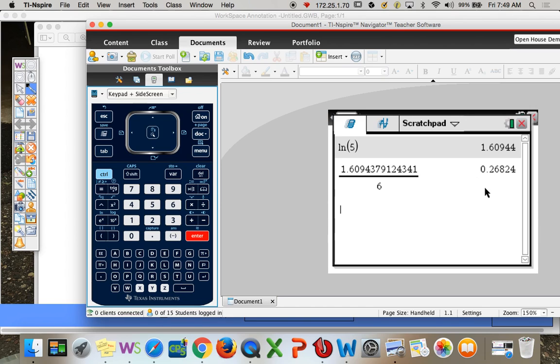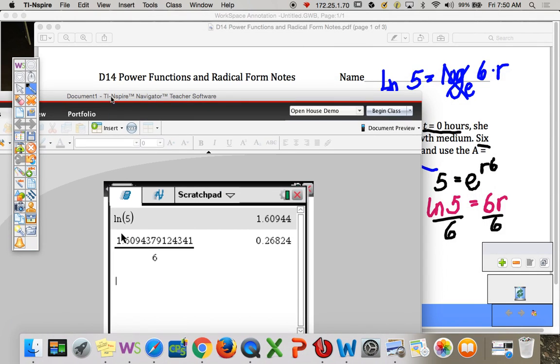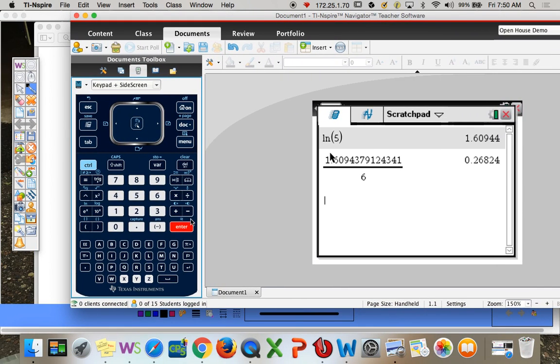Okay, so here's our rate, 0.26. And with the natural log, this number can be less than 1 and still represent growth. And we can check our answer by plugging in. So if we plug in this side of the equation, 20e to the, and then put our answer times 6, we should get 100. So let's check.